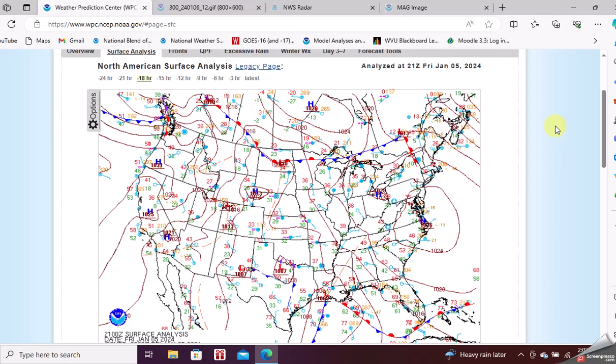You'll notice H's, you'll notice L's, you'll notice lines with triangles and half circles on them. Each one of those is important. How are these created? Well, I talked about having the weather plots. There are hundreds of stations across the United States, thousands across the world, tens of thousands probably, everyone taking an observation at the surface at that time.